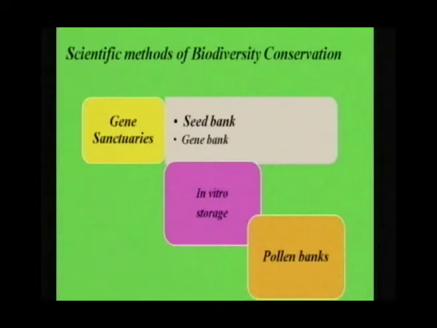Some of the methods of biodiversity conservation, other than zoos, botanical gardens and aquaria, are gene sanctuaries. Gene sanctuaries are nothing but national sanctuaries for seed banks as well as gene banks, in vitro storage as well as pollen banks. These are some of the preservation techniques and preservation areas for biodiversity conservation.